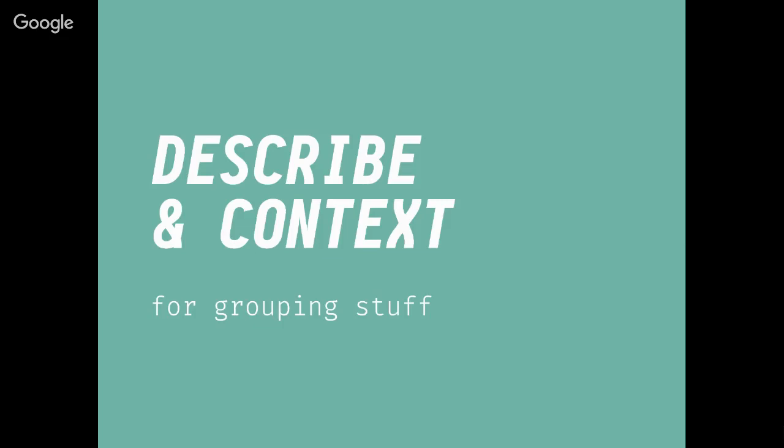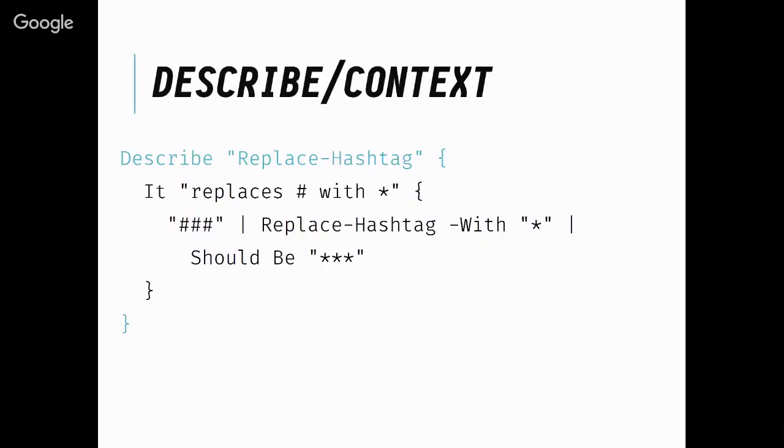Next two keywords, which in Pester 4 are the same thing, are Describe and Context. And Describe and Context, we don't have to think about them that much at the start. They give us some scoping and there are some rules about it, but we can just think about them as a way of grouping stuff. So usually we use Describe to group tests that aim to test one function. So in this case, we would add Describe Replace-Hashtag.